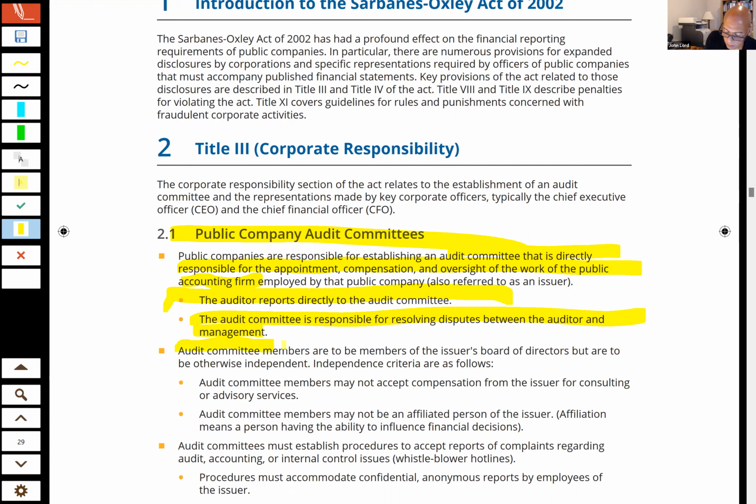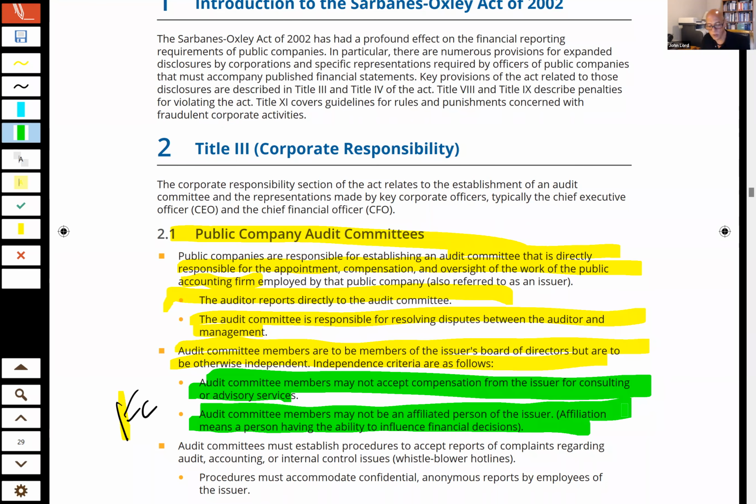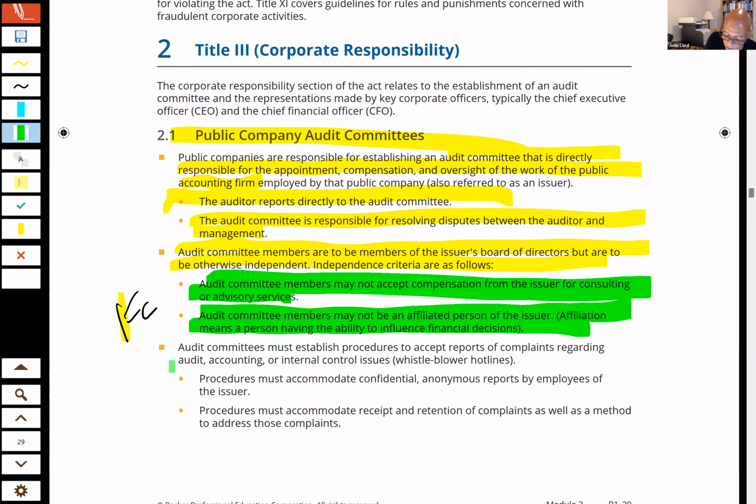Coming down, note that audit committee members are to be members of the issuer's board of directors. Issuer is a term for public companies, and they must be otherwise independent. Independence criteria are as follows. Let's flashcard some of these. Audit committee members may not accept compensation from the issuer for consulting or advisory purposes. Audit committee members may not be an affiliated person of the issuer. Affiliation means a person having the ability to influence financial decisions. So I just want you to flashcard those two.